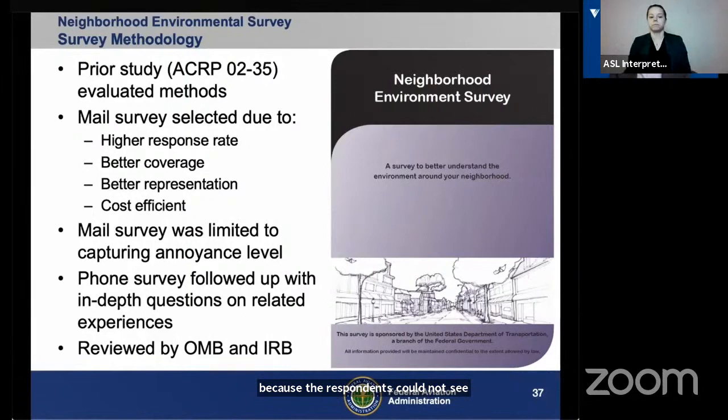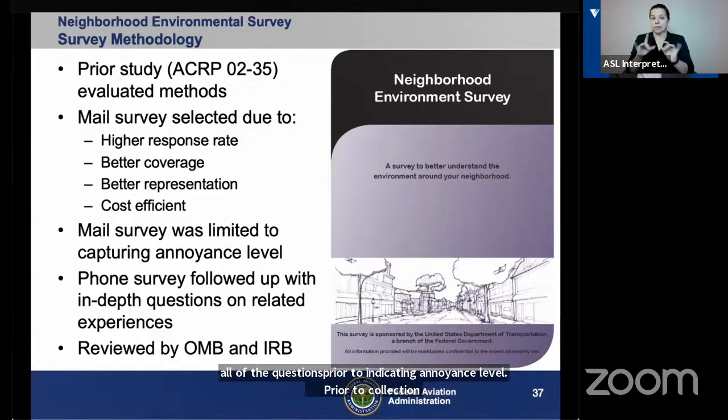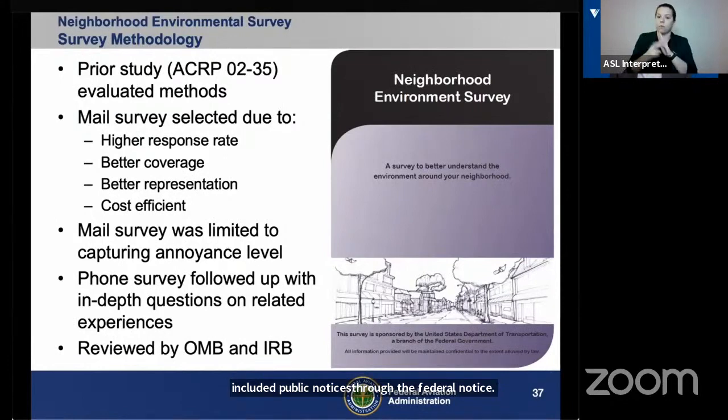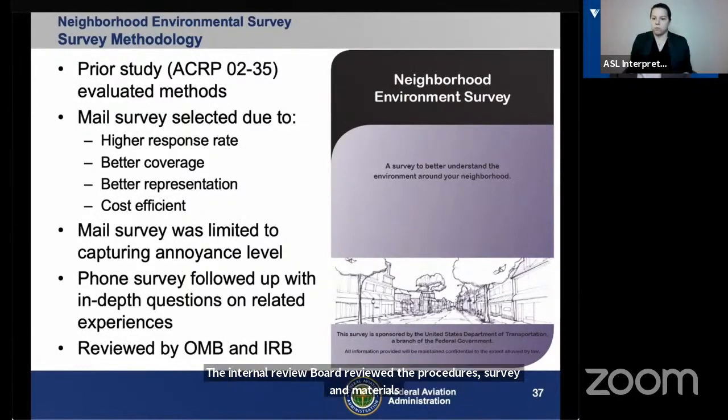Prior to collection, all sampling and statistical methods, recruitment procedures, and materials were reviewed and approved by the Office of Management and Budget, OMB, and included requisite public notices through the Federal Register Notice. Additionally, WestDOT's Internal Review Board reviewed the procedures, survey, and materials to ensure compliance with human subjects protection standards.